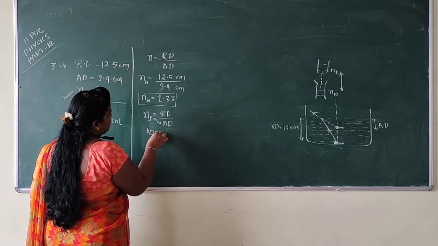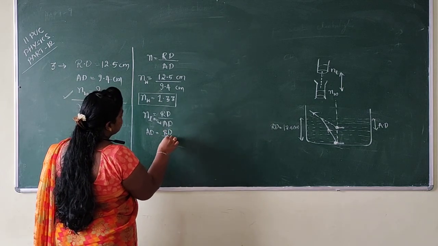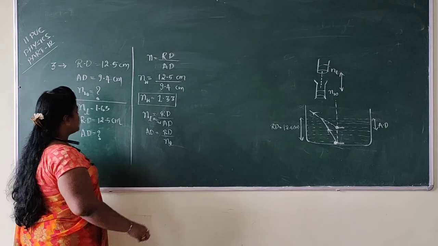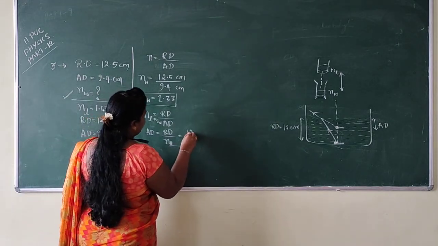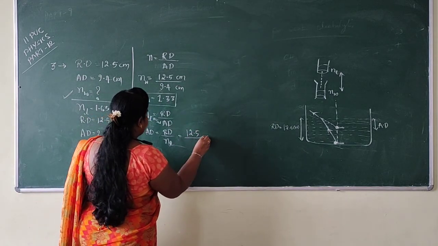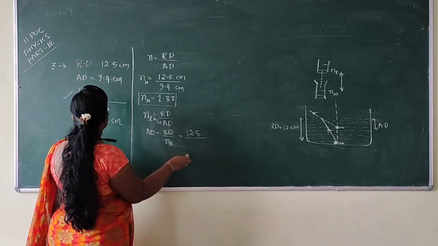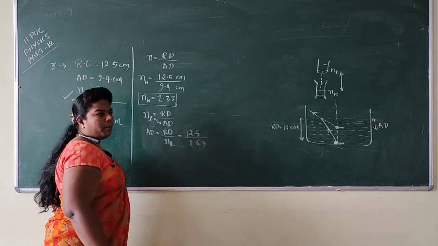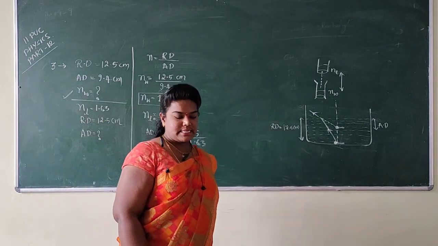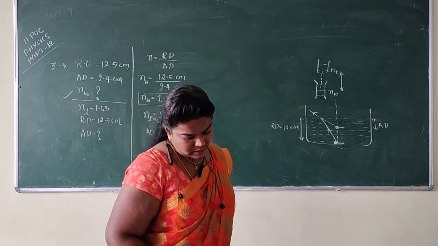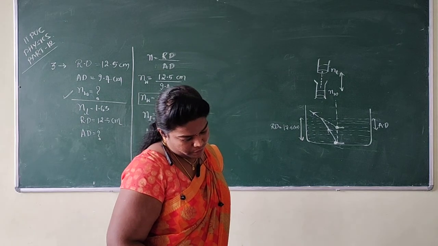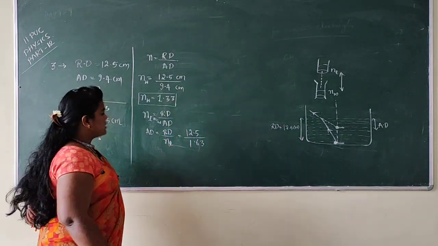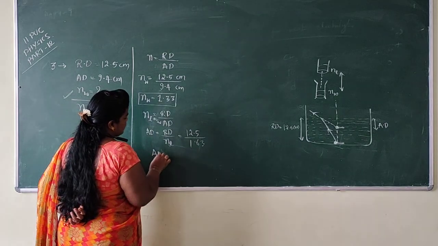So apparent depth is equal to real depth divided by refractive index of the liquid. What is real depth? 12.5 centimeter divided by refractive index 1.63. So 12.5 divided by 1.63. Use your calculator and divide it. So 12.5 by 1.63 gives you 7.67 centimeter.